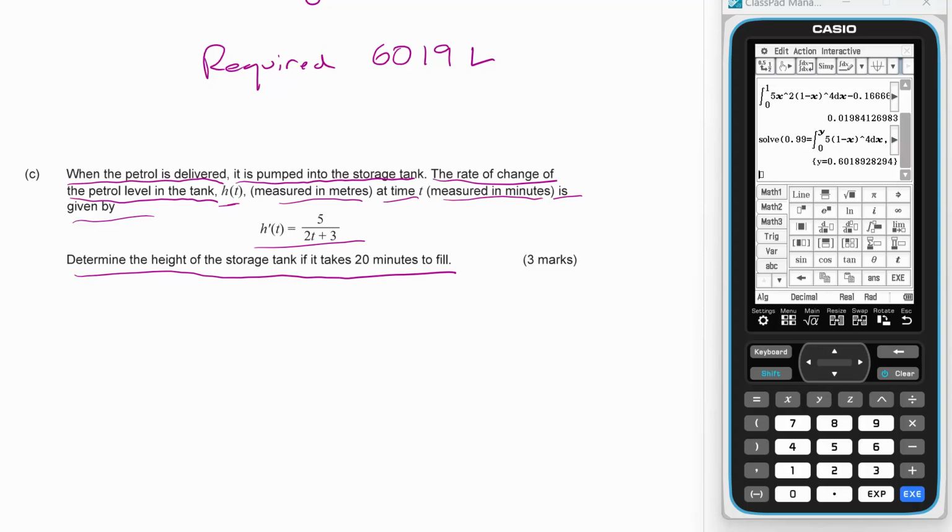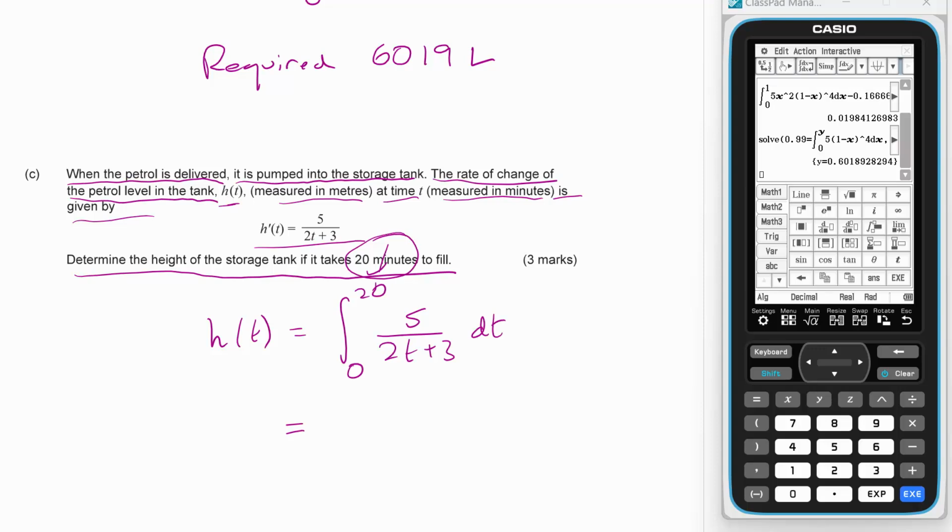So this is a total change from rate of change. We're wanting h of t, and we'd be filling for 20 minutes, so going from 0 to 20. And our function is 5 over 2t plus 3. We don't have to fiddle around with the 0 and the 20 because it's 20 minutes to fill and the time was in minutes. So it's going to just simply be that.